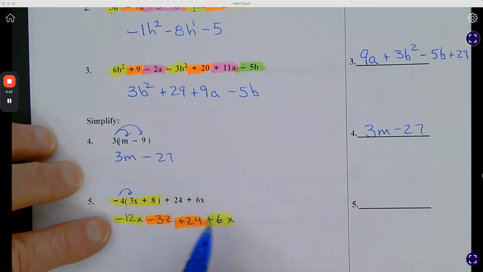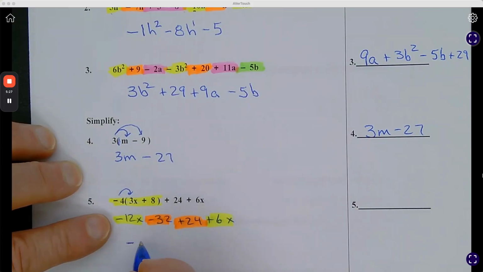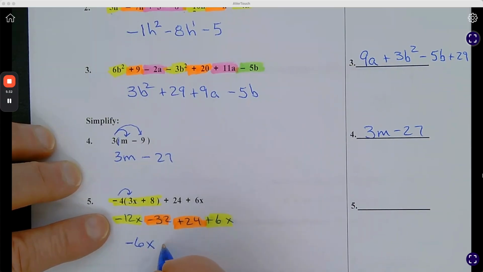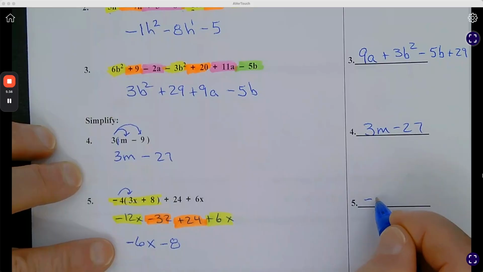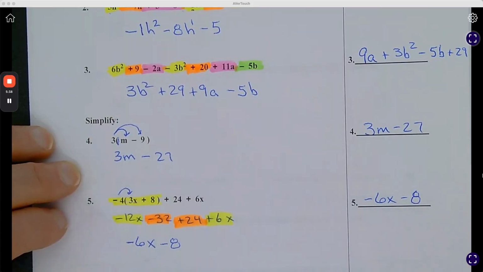Let's combine our x terms. Negative 12 plus 6 is negative 6 x. And negative 32 plus 24, that's negative 8. X term comes first because the variable term comes before the constant term. We're done.